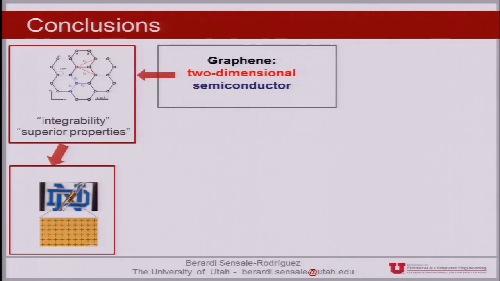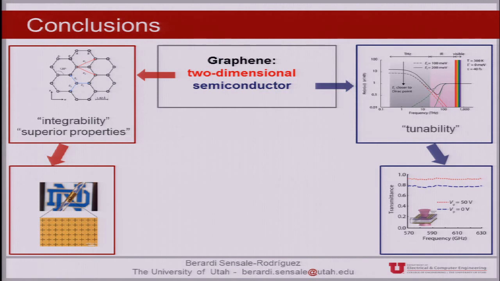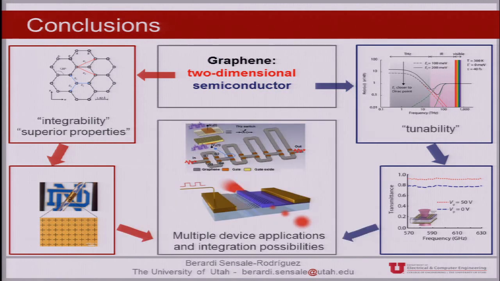with these conclusions. Basically, graphene is a two-dimensional semiconductor. Because of being two-dimensional, it allows us unlimited degree of integration and superior properties. Also, because of being a semiconductor, we can tune its properties, so we can engineer multiple device applications. So, thanks for your attention.